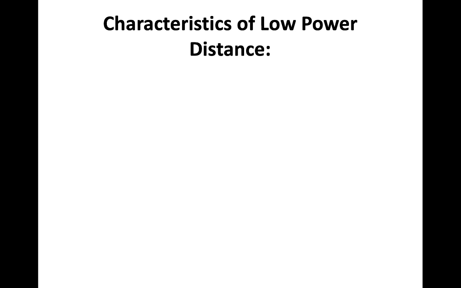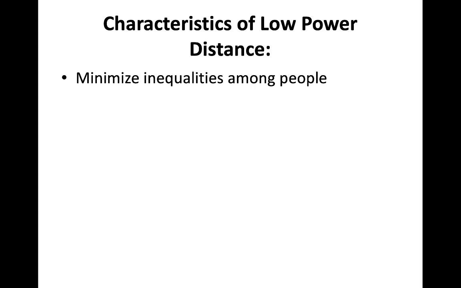Low power distance countries, countries like most of them in Western Europe and the United States, have a very different set of characteristics. Their goals, sometimes stated in founding documents, as they are in the United States Constitution and Declaration of Independence, these cultures look to minimize or reduce inequalities among people, to put everybody on a common footing.